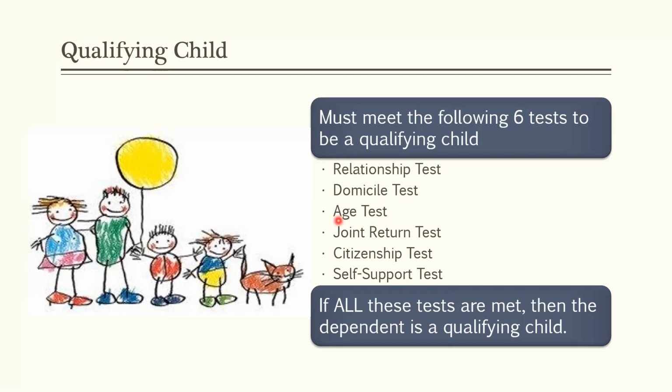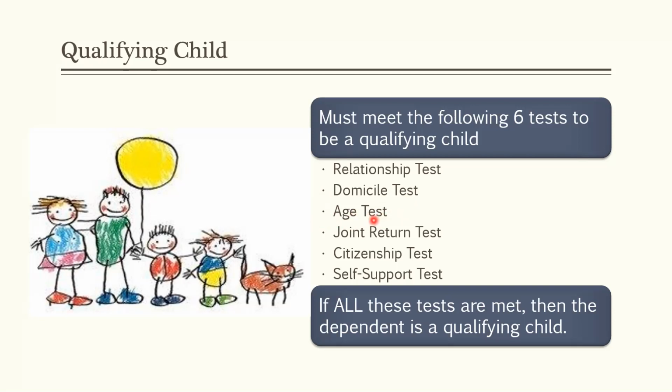The next one is the age test. This one's pretty simple. They got to be under the age of 19. If they're over 19, then we can look at to see if they're a full-time student. If they're a full-time student, then they can be under the age of 24. So 19 and 24 are the 2 ages to keep in mind. If they're under those ages, you're okay.